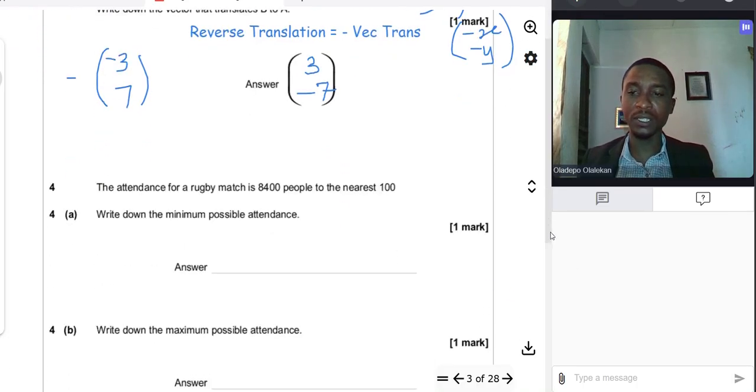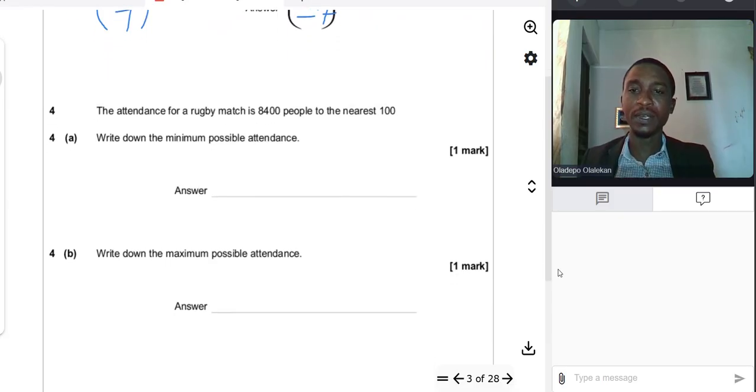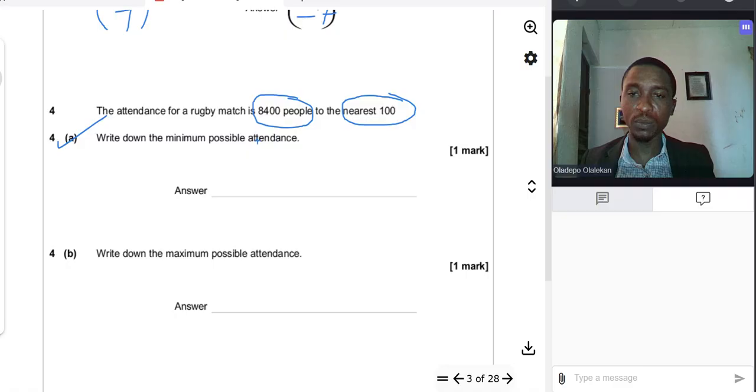Okay, so on to the next one, which is question 4. The attendance of a rugby party is 8,400 people to the nearest 100. The total number of those that attended the party is 8,400, approximately, to the nearest 100. So what the question wants us to do, A, is write down the minimum possible attendance. Our focus is on the hundreds digit, which is 400.